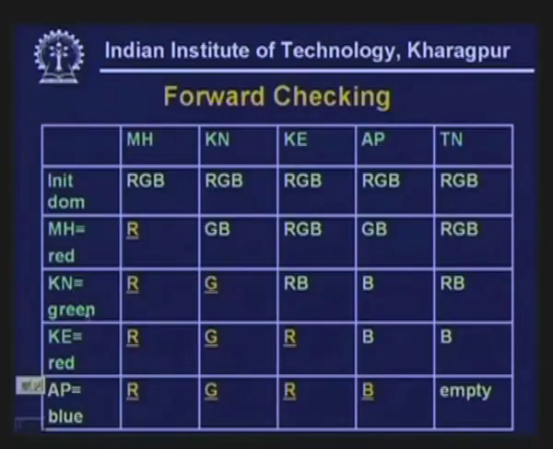If we pick now Kn equal to green, then Ap, which is a neighbor, cannot be green, so it can only be blue. Ke and Tn can be either R or B, they are also neighbors of Kn. Then we pick Ke equal to red, as a result Ap and Tn can be only blue. Now, if we take Ap blue, we find that the domain of Tn is empty because Tn is a neighbor of AP. So, we detect here that there is a problem with this assignment and we backtrack.